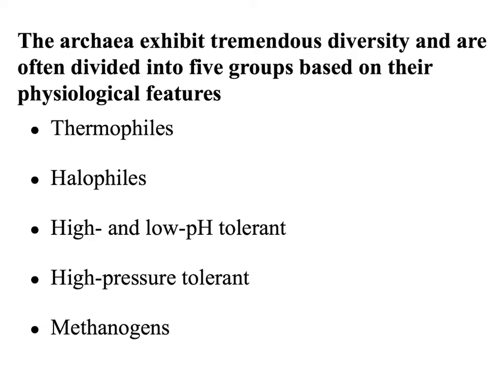Archaea are very diverse and are often divided into 5 groups based on their features and what areas they tolerate. So thermophiles tend to love to live in hot places. Halophiles are highly tolerant of salty regions. There are some that are very tolerant of high and low pH levels, some that are tolerant of high pressures, and then there are the methanogens, which are a weird group that produce the compound methane. Methanogens are often found inside of other organisms, such as in the intestinal tract of cows and other ruminants.